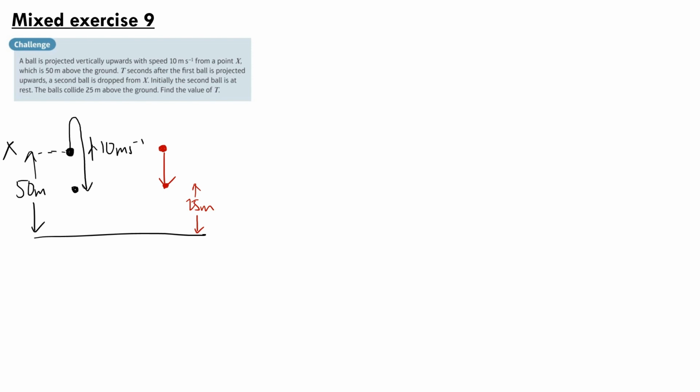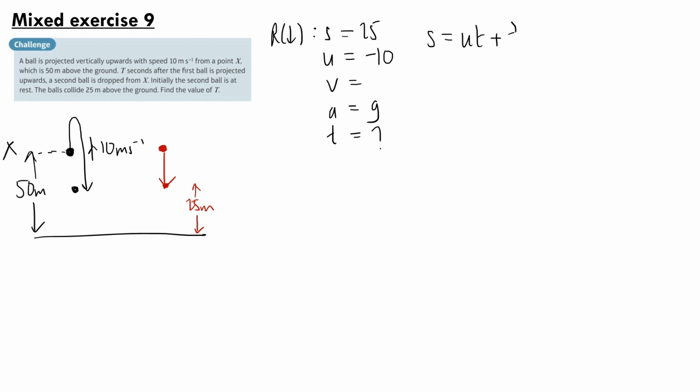So if we look at the first ball first, if we resolve downwards, writing out SUVAT, so we've moved 25 meters downwards. Our initial velocity is minus 10 because we're going upwards. The final velocity we don't know. The acceleration will be g. And we are trying to find the time taken. And we have three of the variables, so we can do this using the equation s equals ut plus a half at squared. So we have 25 is equal to minus 10t plus a half gt squared.